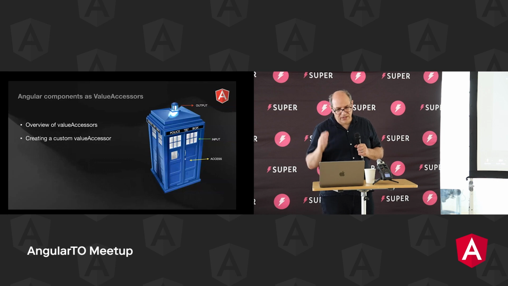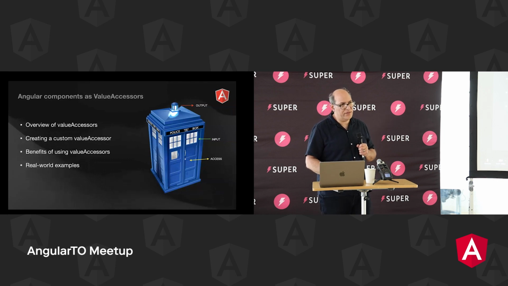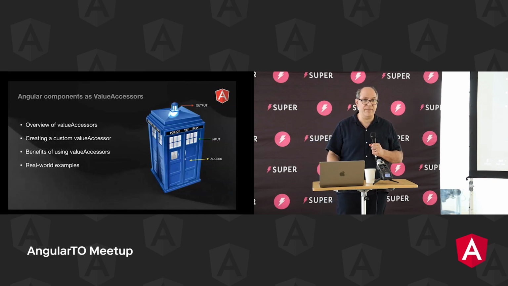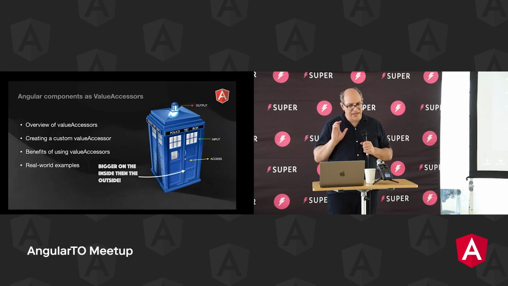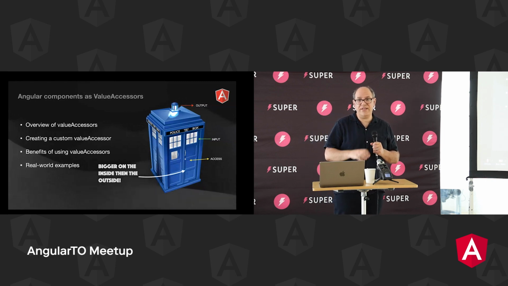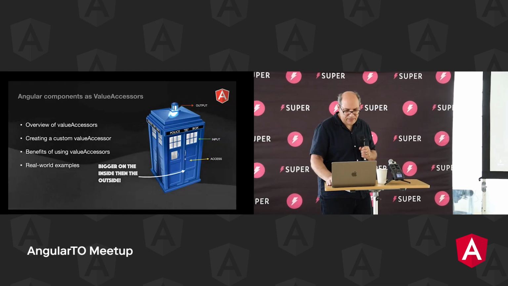And so we're going to take a look at what value accessors are, how we create custom value accessors, the benefits, and some examples. Okay. Now, one thing to keep in mind, the TARDIS is bigger on the inside than it is on the outside. So value accessors are very much the same. There's a lot that goes on in them, but when we use them, there's not much there. So we're going to take a look and see how that works.